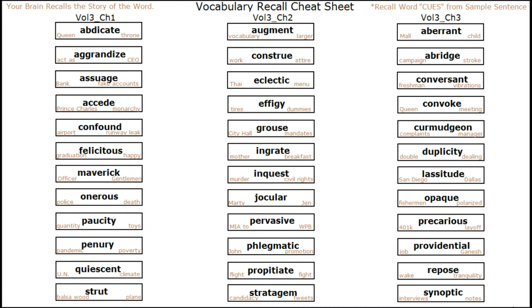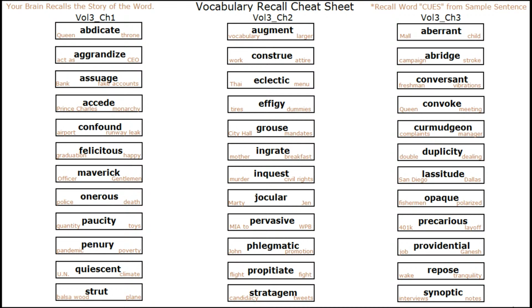Propitiate had to do with pacification, trying to break up a fight on the flight. So if you remember the sample sentence of the flight attendant actually trying to pacify passengers before a fight escalated. And then we have stratagem. Stratagem is a very unique word, but if you look at the cues, you recall from the sample sentence that it had to do with the fact that the candidacy was actually canceled as a result of inappropriate tweets. So that will actually trigger the memory of the word stratagem.